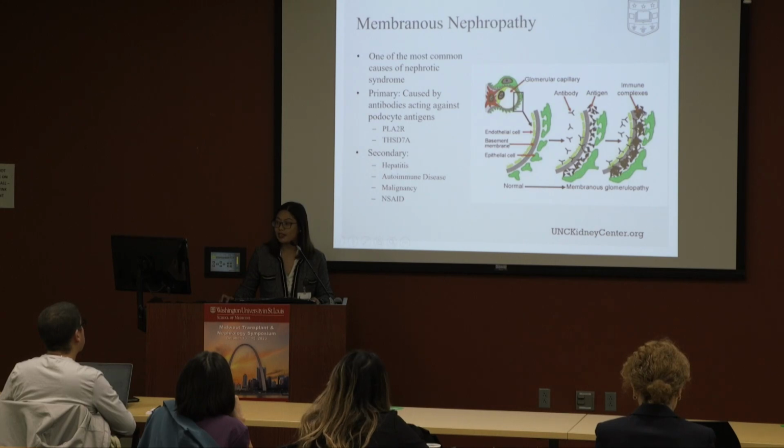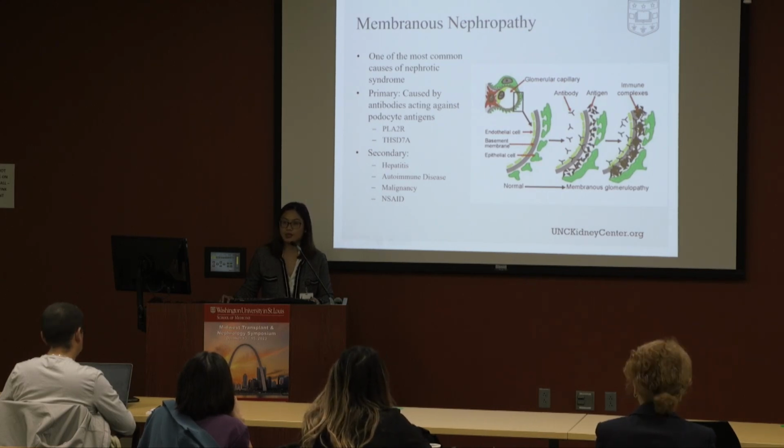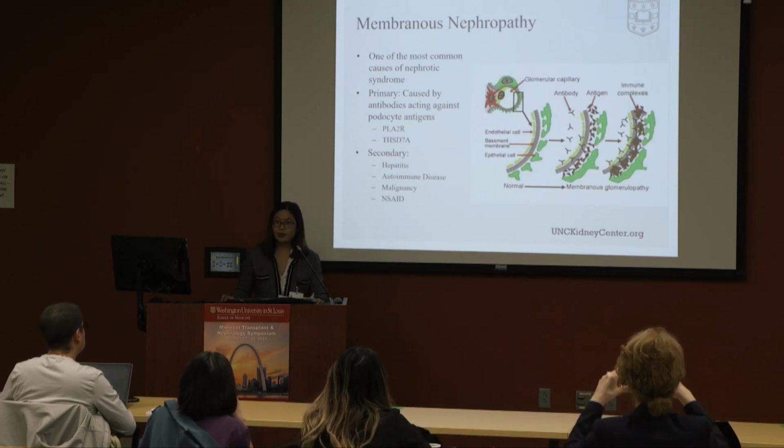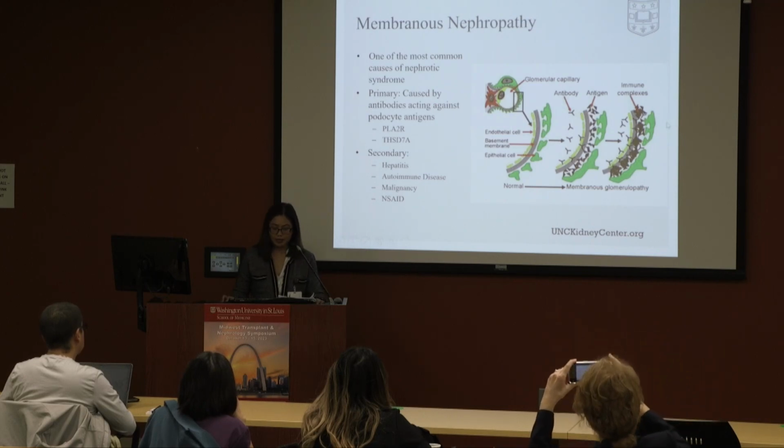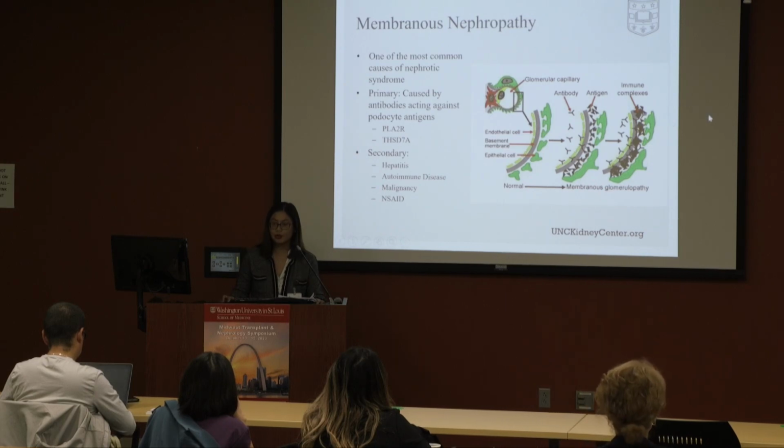So for secondary causes, it could be diseases like hepatitis B and C, autoimmune diseases like lupus, could be associated with malignancy and NSAIDs. And in transplant, it can also occur recurrent or de novo post-transplant. And I think there are some reports of rare instances of donor-derived membranous nephropathy.